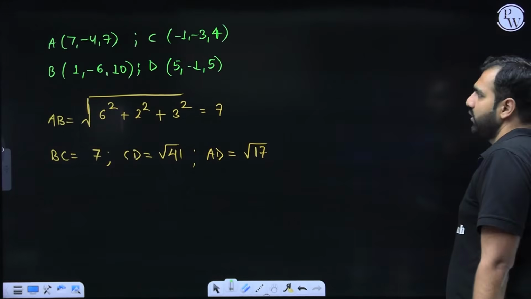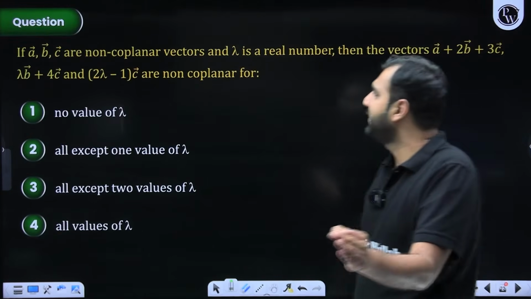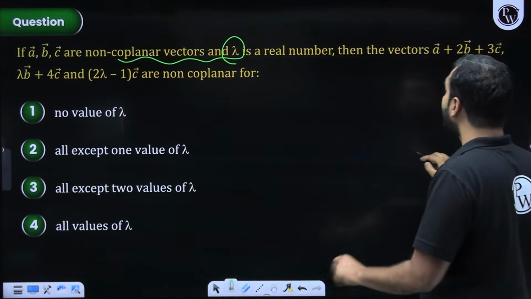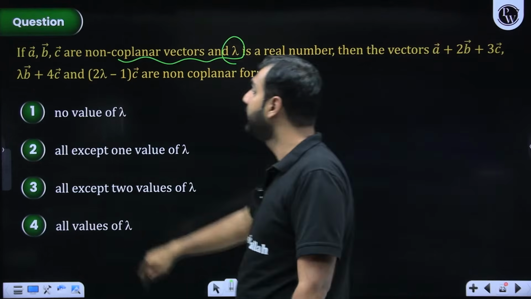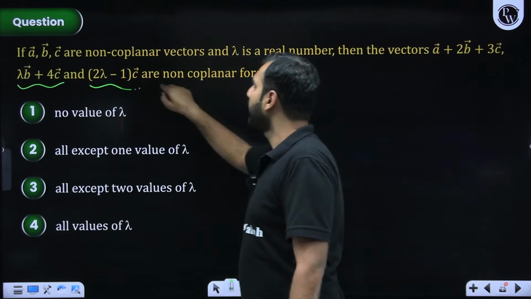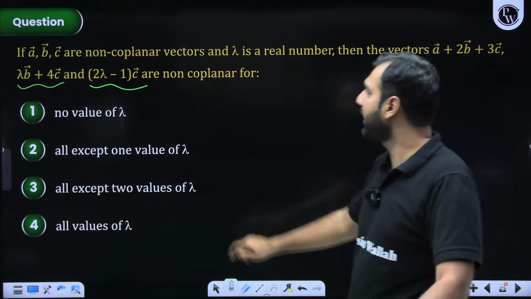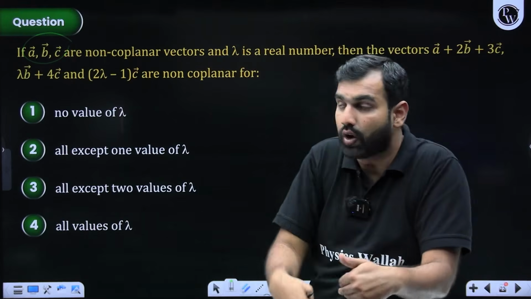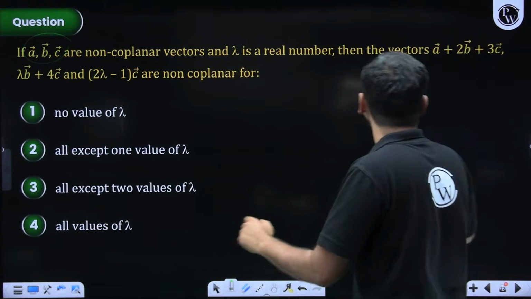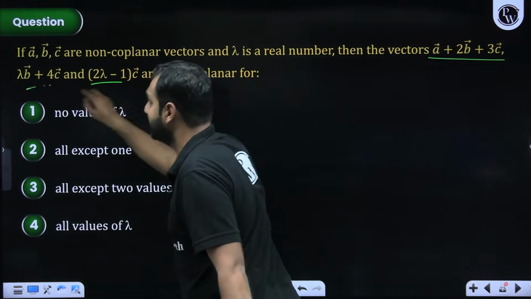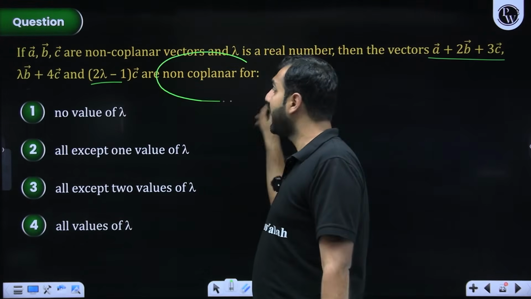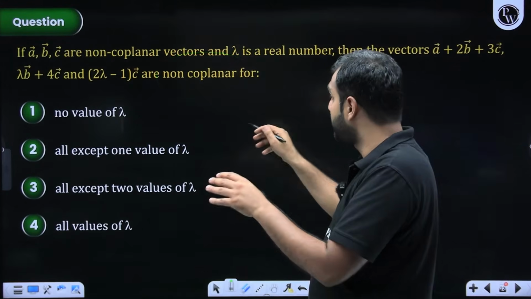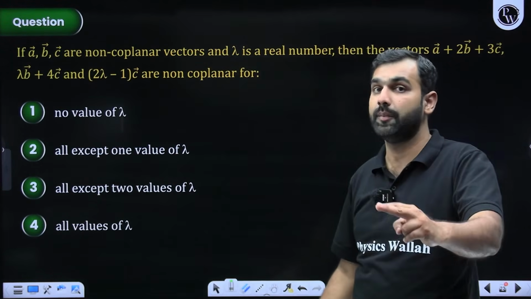Moving ahead with the next question, what do we see here? A, B, C are non-coplanar vectors, mind you, non-coplanar, and lambda is a real number. Then vector A plus 2B plus 3C, lambda B plus 4C, and 2 lambda minus 1 C are non-coplanar. So if A, B, C are non-coplanar, I can write some other vectors as a linear combination of these three non-coplanar vectors, which are this, this, and this. And I am told that they are non-coplanar. As we have just discussed, the condition for coplanarity is that the determinant should be 0, but they are non-coplanar, which means the determinant should not be 0.